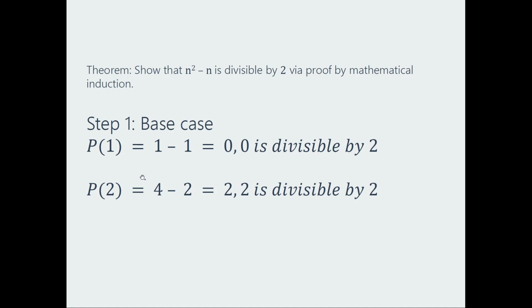Next, substituting n with 2 will give us 2 squared minus 2, so that's 4 minus 2, which is 2, and that's also divisible by 2. Substituting n with 3 this time will give us 3 squared minus 3, that's 6, and that's also divisible by 2. With that, let's say that it works for the base cases. If it became false for any of these tests, then outright we say that the theorem is false, and we'll no longer go to the other steps.